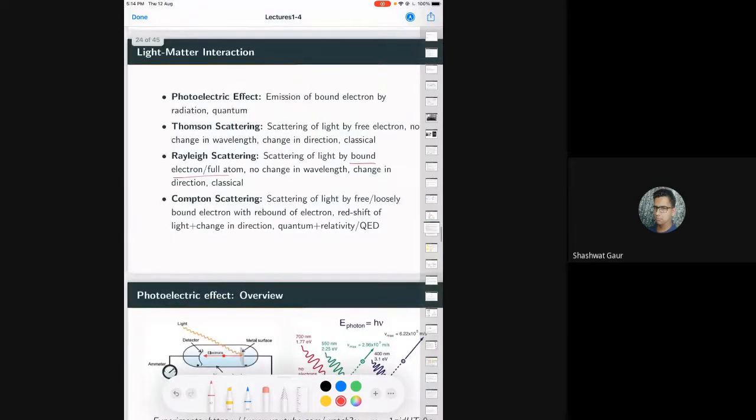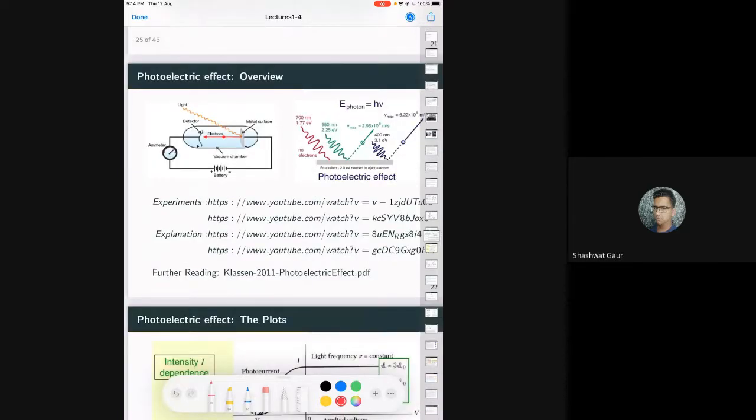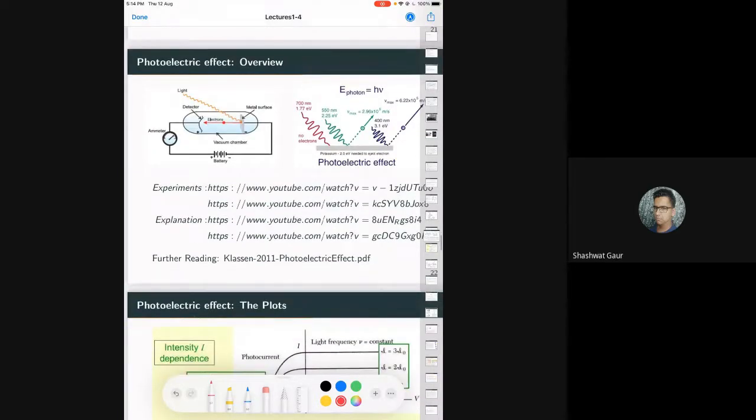So we will do photoelectric effect and Compton scattering, since these are the two quantum phenomena. The classical ones, we just let them have classical explanations. They will not be part of the course.